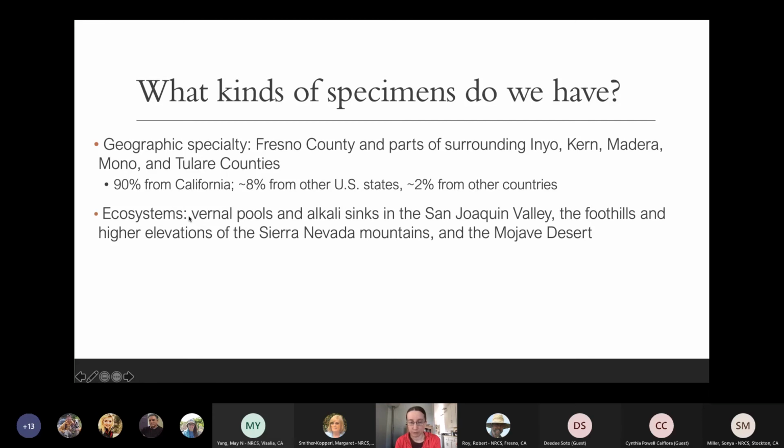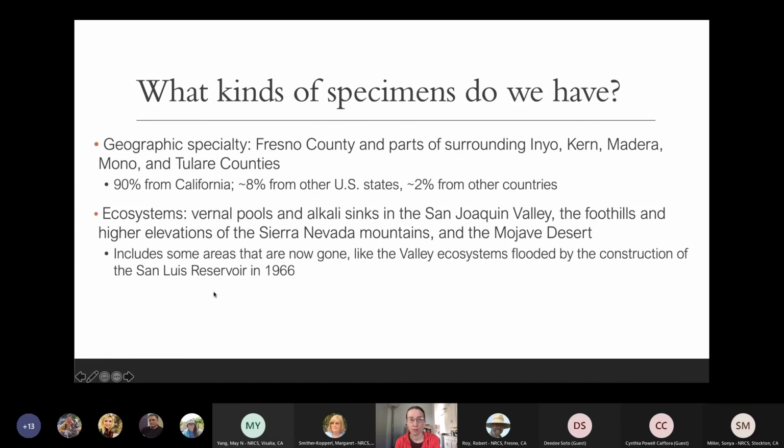In terms of ecosystems that are represented, we have a lot of really interesting ecosystems that are kind of endangered, like vernal pools and alkali sinks in the San Joaquin Valley. We have a lot from the foothills and the higher elevations of the Sierra Nevadas, especially because of Charles Quibell's expeditions, and the Mojave Desert is also represented. This includes some areas that aren't here anymore. Like physically, they're totally gone, like the valley ecosystems that were flooded by the construction of the San Luis Reservoir over near Los Banos in 1966.